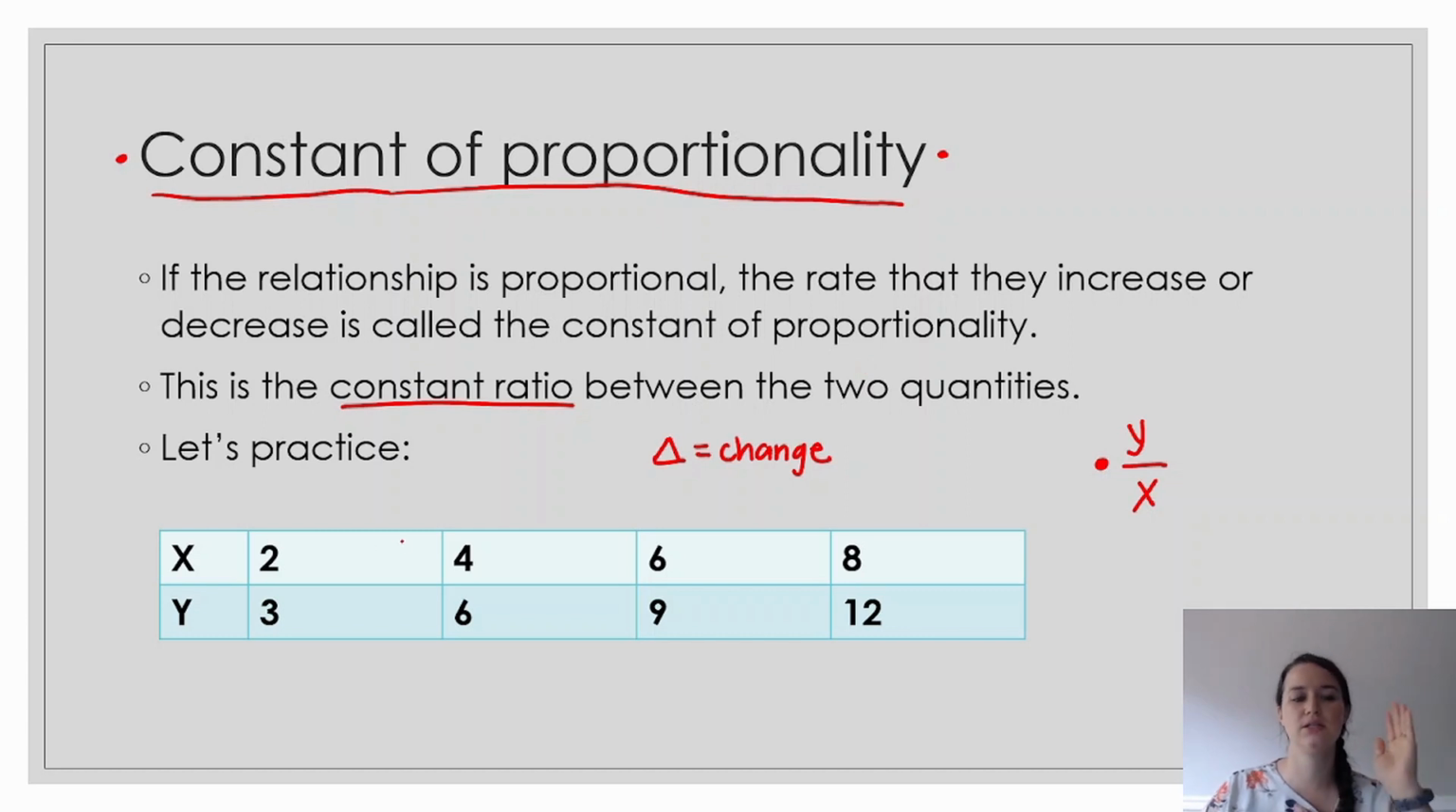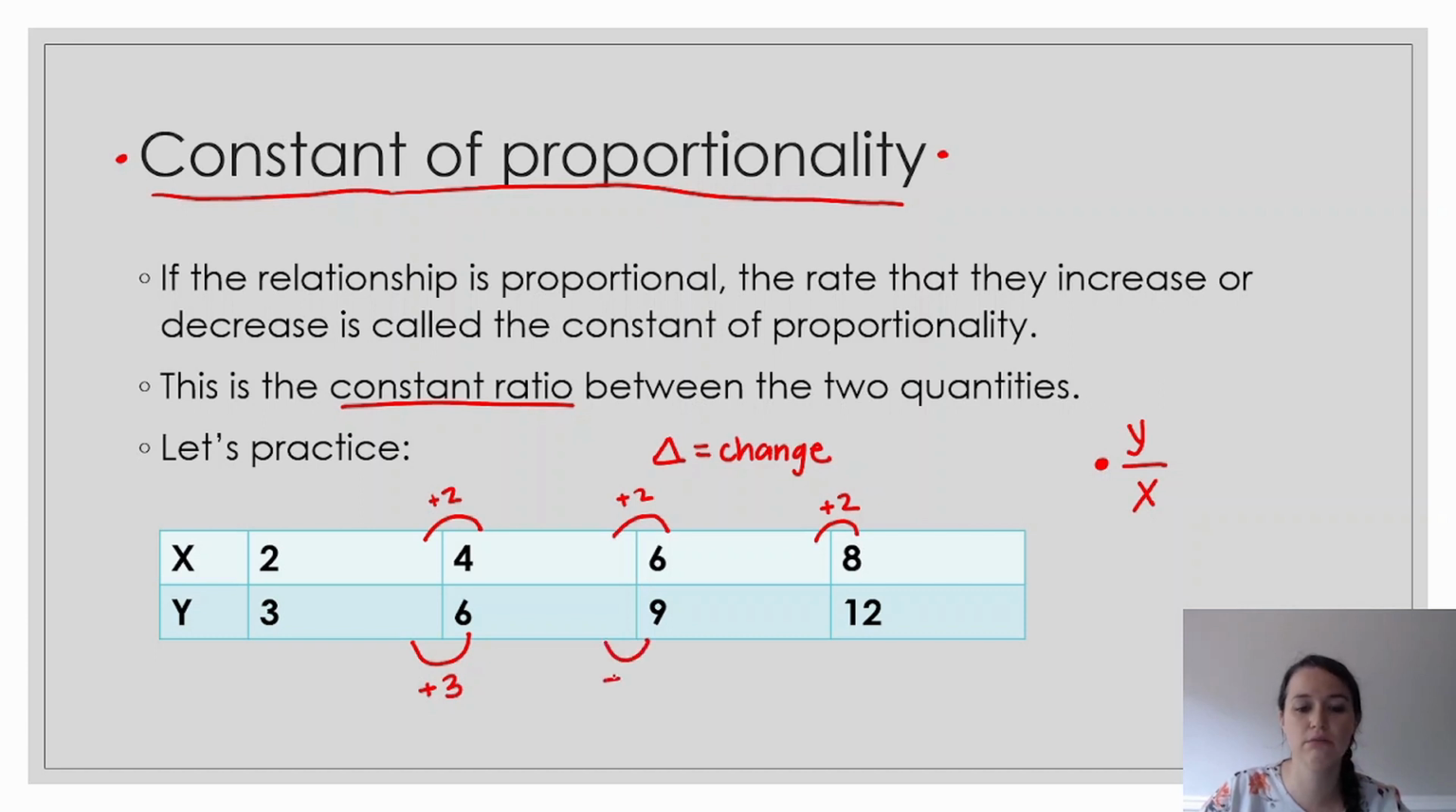So I'm going to look to see how these values change with each other. So between 2 and 4, that has increased two, so I'm going to put a plus two. Between four and six, that's gone up plus two. And between six and eight, that's also gone up plus two. Okay, so my x value is changing at a constant plus two rate. That's good. It needs to be the same. If it's not the same, I'd have to do a little bit more investigating. So here, three to six, up three.